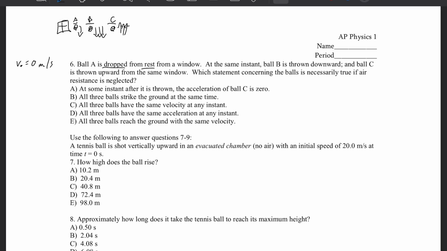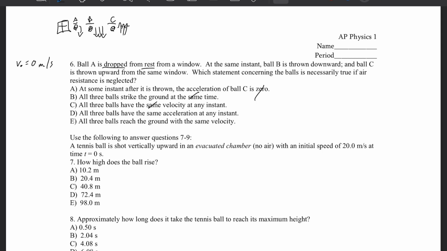Which statement concerning the balls is necessarily true if air resistance is neglected? A, at some point after it is thrown, the acceleration of ball C is 0. No, ball C is always accelerating, has gravity acting on it. B, all 3 balls strike the ground at the same time. No, the one thrown down will get there before the one thrown up. C, all 3 balls have the same velocity at any instant. No, the one dropped will have a different velocity than the one thrown at any instant.